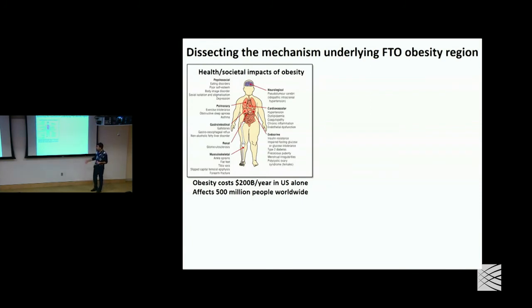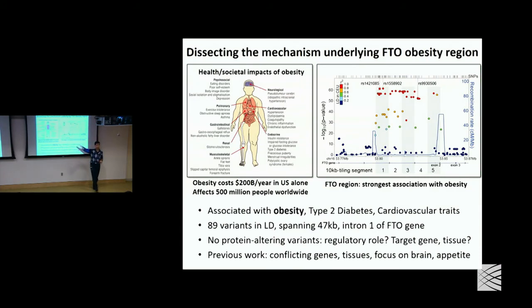You know that obesity is extremely important. It costs more than $200 billion a year in the US alone. It affects 500 million people worldwide, and it's usually thought of as a behavioral problem. You should eat less, and you should exercise more. But in 2007, the first genetic association with obesity was discovered, basically suggesting that maybe there's something in our genes that's stronger than our willpower.